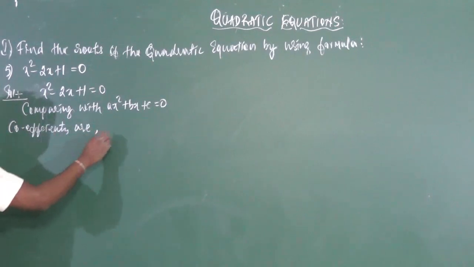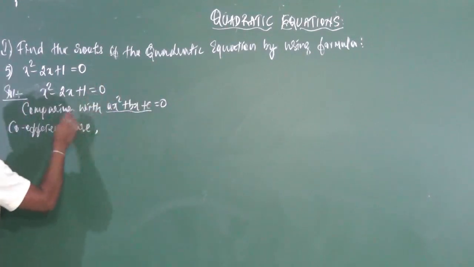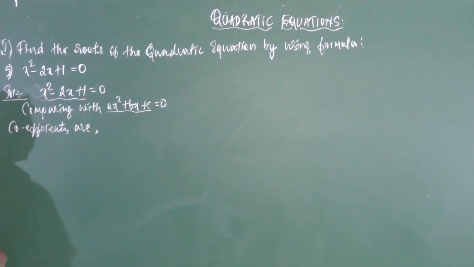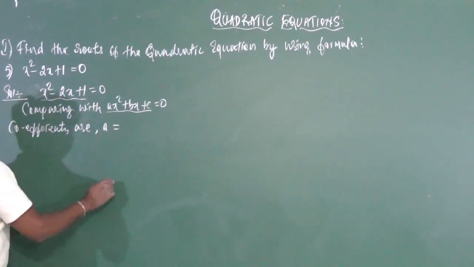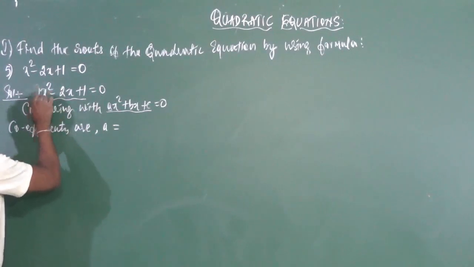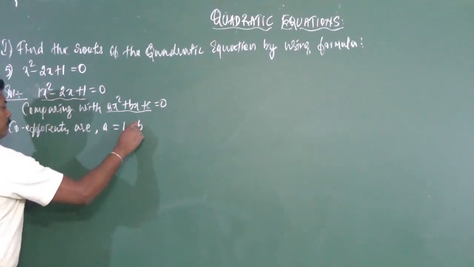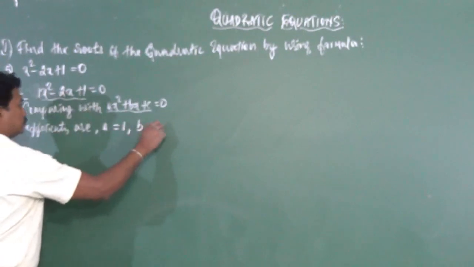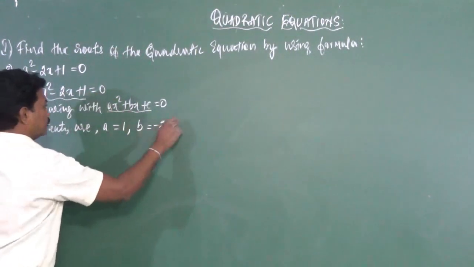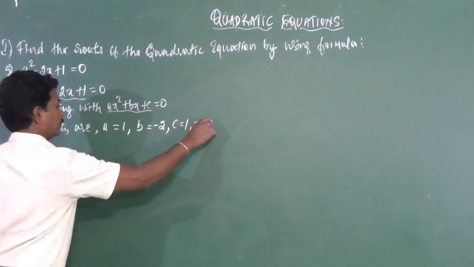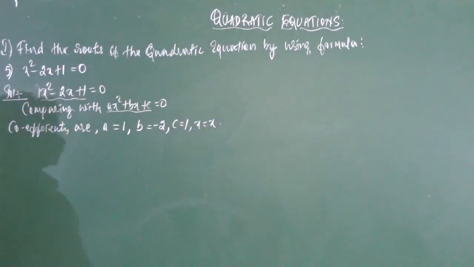Coefficients are, now let us compare this. This is the standard form of the quadratic equation. This is the given quadratic equation. Compare here. Coefficients are a is equal to 1, in place of a we have 1. a is equal to 1, b is equal to minus 2, c is equal to 1 and x is equal to x.